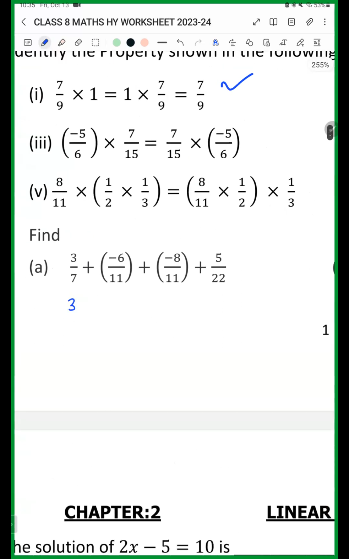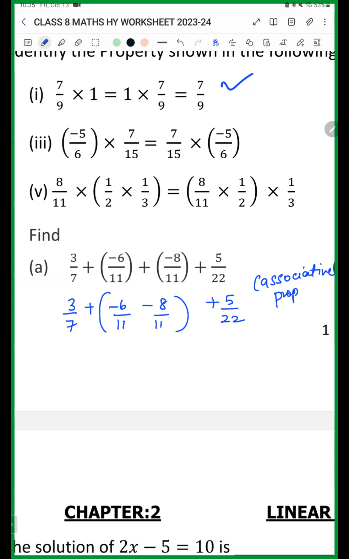So 3 by 7 as it is. Then this becomes minus 6 by 11 minus 8 by 11 plus 5 by 22. Which property have we used here? We have used the associative property. Associative property basically tells us that we can put a bracket over here. Instead of going in order, first solving this, then this, then this, we can first solve these two, and then we can solve the rest. That is what the associative property says.